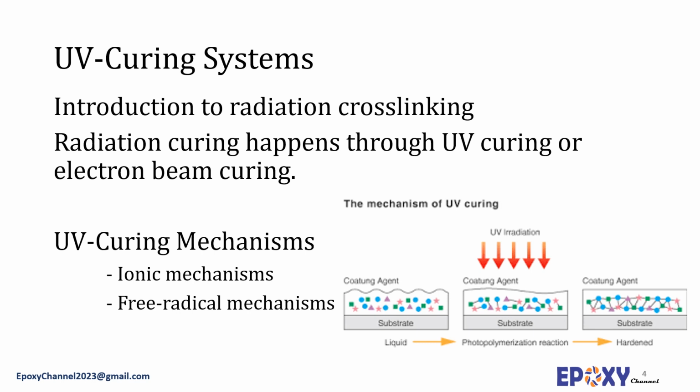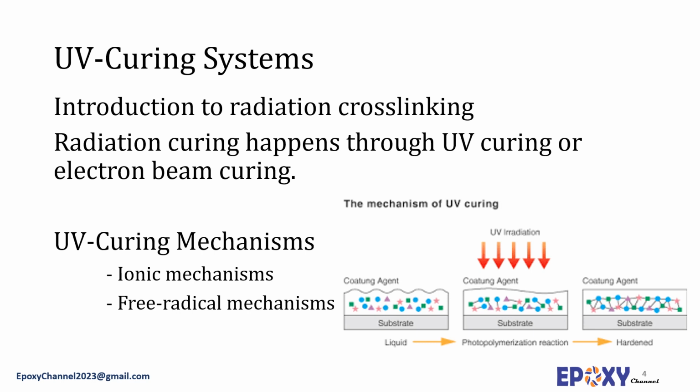When compounds containing double bonds are exposed to high-energy electromagnetic waves, a rapid crosslinking occurs. Unsaturated polyesters and resins with acrylic groups can be used for this purpose. Radiation curing happens through UV curing or electron beam curing. The crosslinking by radiation happens either through ionic or free radical mechanisms.